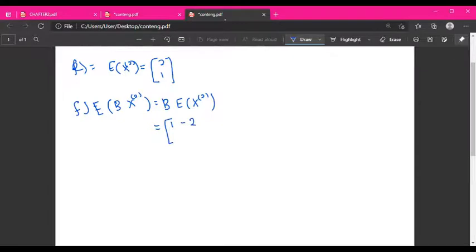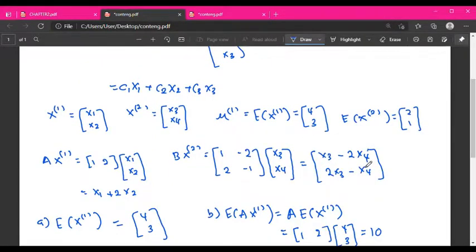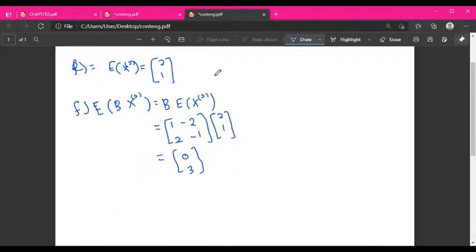1, negative 2, 2, negative 1, 2, 1. Okay, so multiply this matrix, you akan dapat dua value. Value yang pertama kat sini adalah min untuk the first linear combination, dan value yang kedua kat bawah ni adalah min untuk second linear combination. Faham tak? So, kat sini kalau you multiply, you akan dapat 0 here, and here will be 3. So maksudnya 0 ni adalah min untuk x3 minus 2x4, dan 3 adalah min untuk 2x3 minus x4.